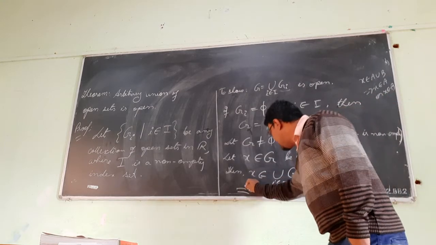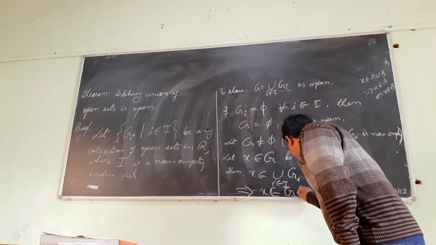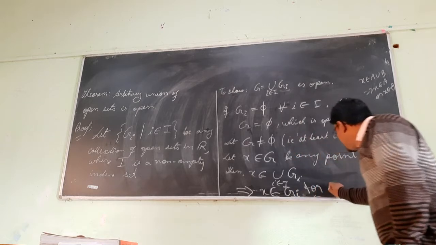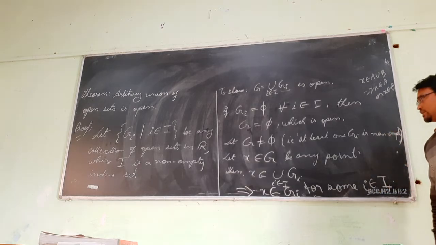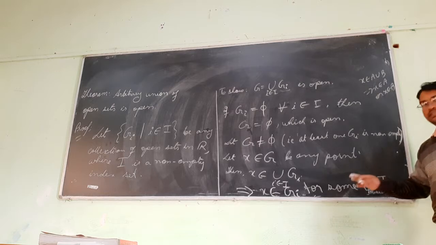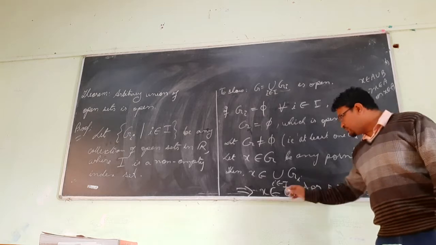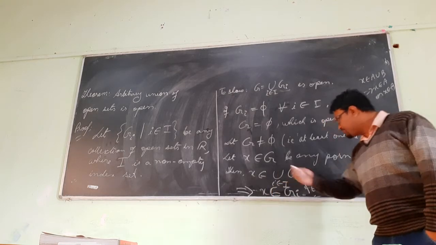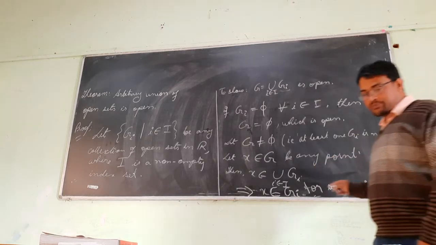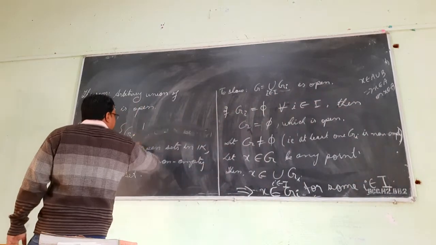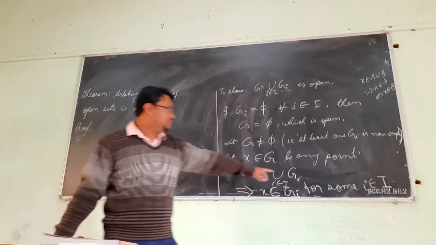So from this, in the next line I can write: implies x belongs to G_i for some i inside capital I. Right, x is there in the union, that means x is there in one of the sets. It may be there in more sets, but at least we know it is there in one of the sets. So from this line I can write x belongs to G_i for some i in I. In the next line I can use the fact that G_i is open. Each G_i is an open set.